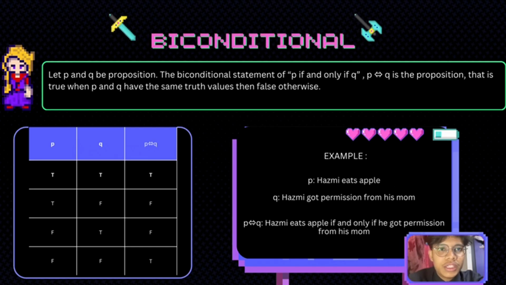Biconditional. Let P and Q be propositions. The biconditional statement P if and only if Q, P ↔ Q, is the proposition that is true when P and Q have the same truth values, and false otherwise. Let's say P is true, Q is true, P ↔ Q is true. P is true, Q is false, P ↔ Q is false. P is false, Q is true, P ↔ Q is false. P is false, Q is false, P ↔ Q is true. For the example, P: Hazmi eats apple. Q: Hazmi got permission from his mom. P ↔ Q: Hazmi eats apple if and only if he got permission from his mom.